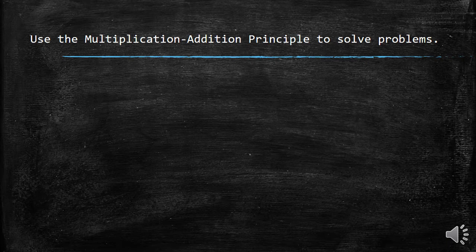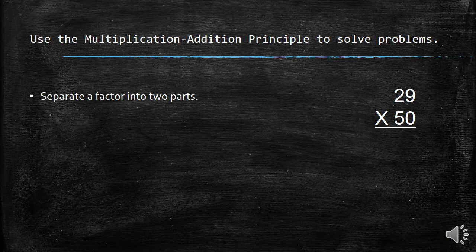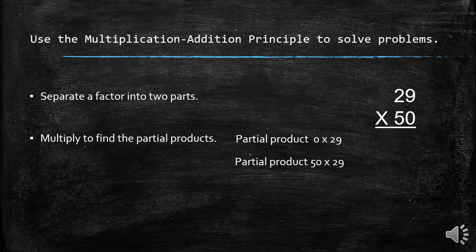Now let's start with number 1. 29 times 50. Well, we do want to separate one of the factors into two parts. That would be the 50. So one of the partial products would be 0 times 29, and the second one would be 50 times 29. So let's multiply those to find the partial products. 0 times 29 is 0.